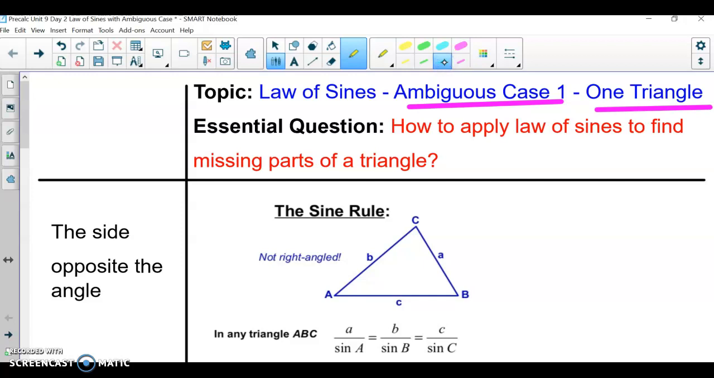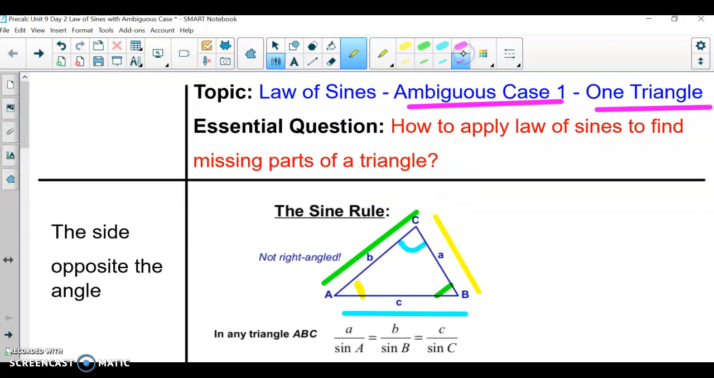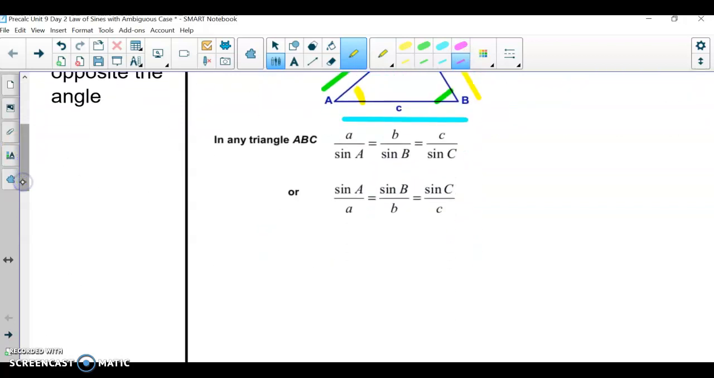Remember from last week, I have angle A corresponding to side A. Angle B corresponds to side B. And then the last one, angle C, corresponds to side C. Okay, so just to review, these are the law of sines. On Friday, I expressed that Ms. GV likes to use this one right here, but it's up to you. You can use the top one if you want.